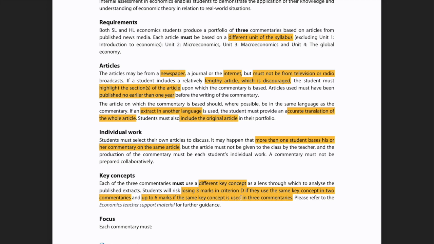And like units, a different key concept must be used for each commentary. It clearly highlights here that if you do not use a different key concept, marks will be lost. For example, if you use a key concept twice, you will get 0 for criterion D in the second commentary, hence not being awarded or losing 3 marks. If you use the same key concept for all 3 commentaries, then you get 0 in criterion D for the second and third IA, hence losing 6 marks altogether. Please, please, please do not shortchange yourself.